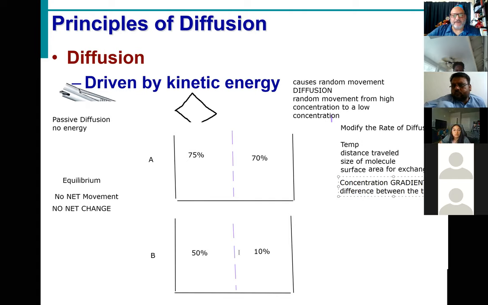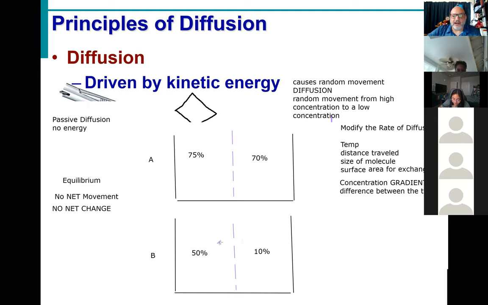So the difference is much greater here in B than it is in A, and as a result of that, it's going to go much faster in B. And again, let's make it simple. It's going to keep moving from, in this case, the left to the right until what happens? What's going to happen in this beaker B to make it reach equilibrium? When it reaches equilibrium, what's the percentage of Kool-Aid over here on the left going to be?